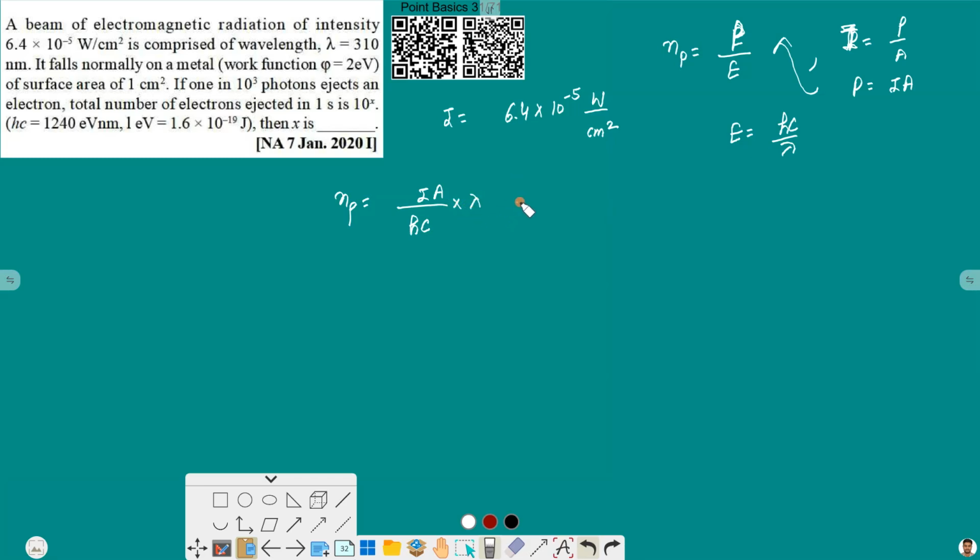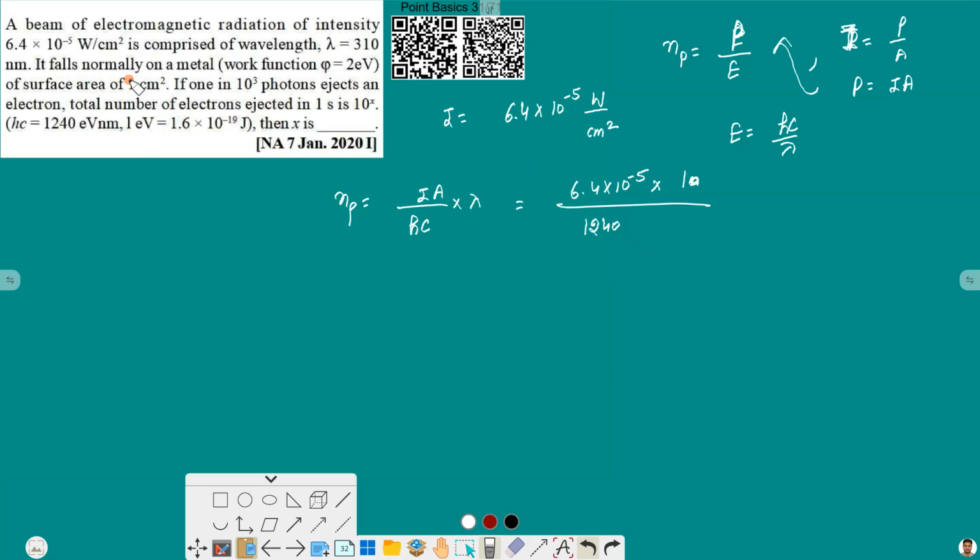So I is 6.4 × 10^-5, area is 1 centimeter square, and it is basically in centimeter square. So we don't have to worry that much regarding unit conversion, since both are in centimeter, so centimeter gets cancelled. Hc is 1240, and it is given in electron volt.